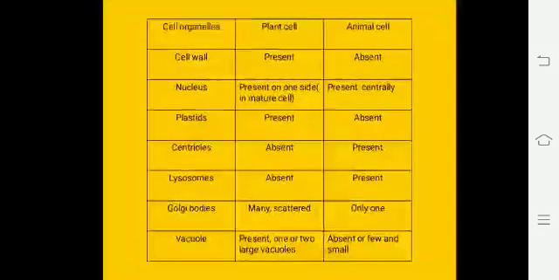Centrioles are absent in the plant cell, present in the animal cell. Lysosomes are absent in the plant cell and present in the animal cell. Golgi bodies are many and scattered in the plant cell, only one in the animal cell. In the plant cell there are one or two large vacuoles; in the animal cell they are absent, or if present, very small. So my dear students, this is the overall about the cell structure, the cell organelles, and the difference between plant and animal cells.